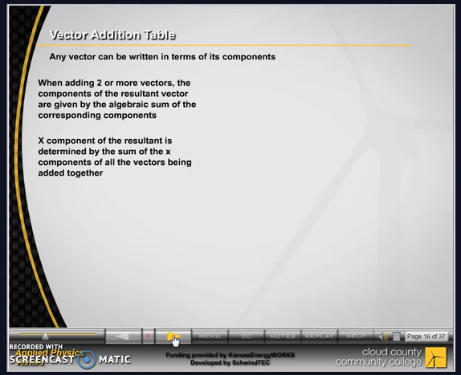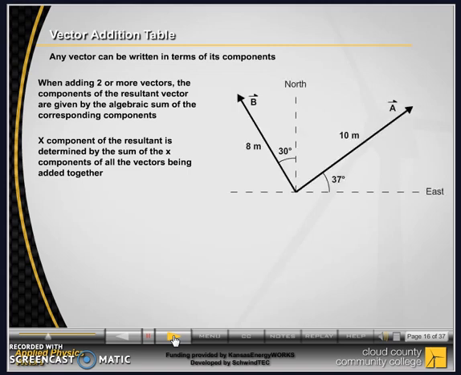As an example of how it works, we'll go back to the previous example of adding together A and B. The vector A was 10 meters at an angle of 37 degrees to the positive x-axis, and B was 8 meters at an angle of 120 degrees from the positive x-axis. The first step in applying the component method is to draw a sketch showing both vectors on the coordinate system.